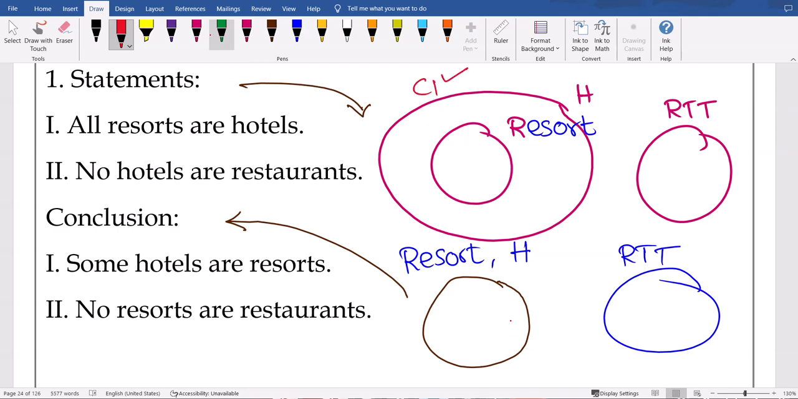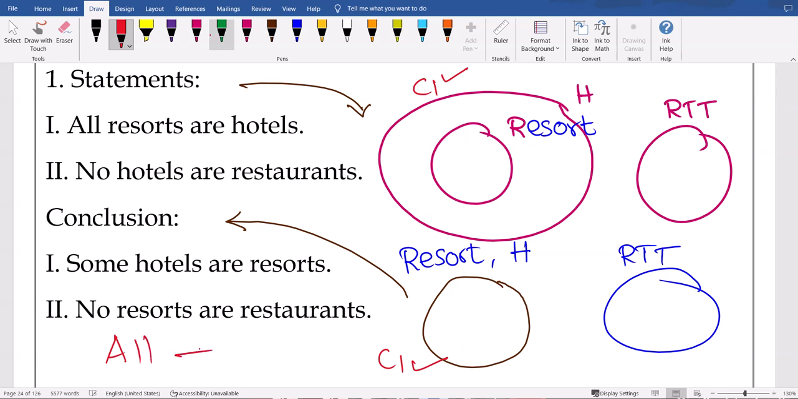Next diagram, all hotels are resorts. Whenever all is there, some is correct only. I'm talking about the second diagram, first conclusion. We have to check our conclusion in all diagrams. The first conclusion is: some hotels are resorts. In the second diagram, all hotels are resorts actually. When all hotels are resorts, whenever all is there, some can be taken.